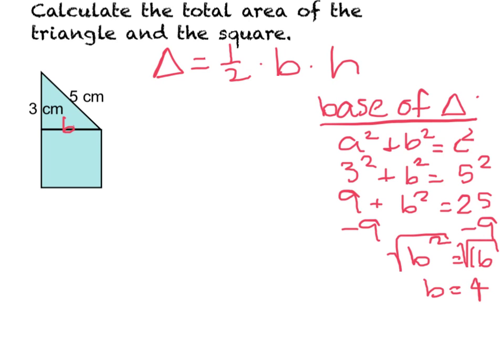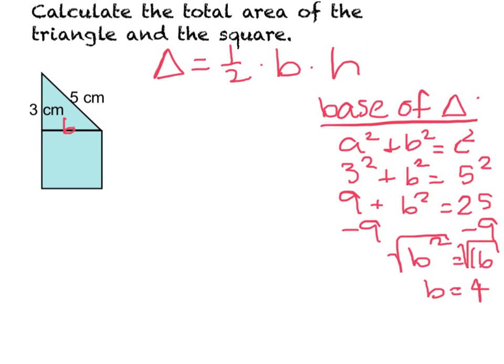All right, ladies and gentlemen, I took the time to label my work. I put base of a triangle. I used a squared plus b squared equals c squared. I showed every single line of work, and I ended up with b equals 4. Now, b equals 4, that's just the base of my triangle. What I need to calculate is the area. So knowing the height, and now I have my base, I can plug base and height into this basic formula.